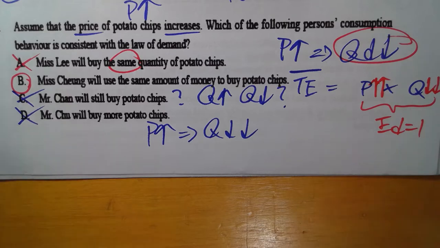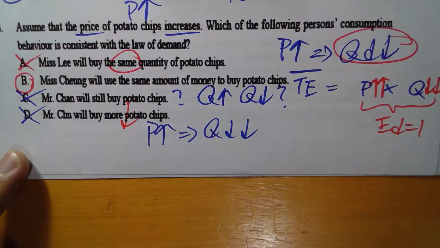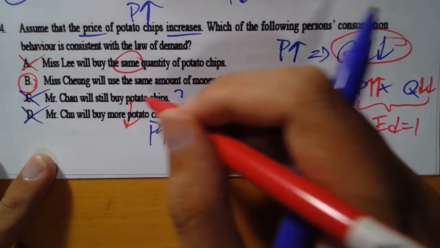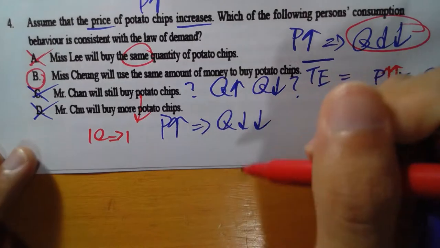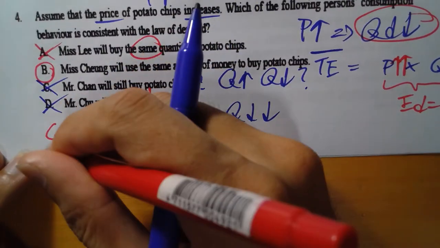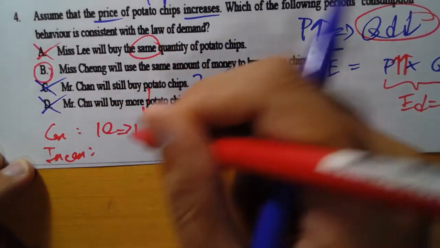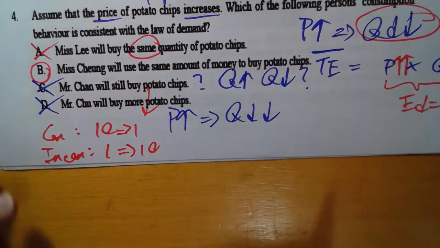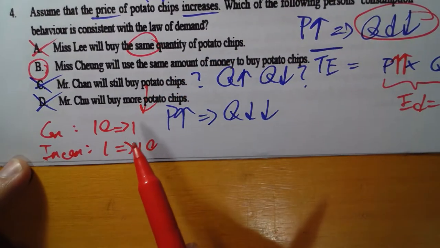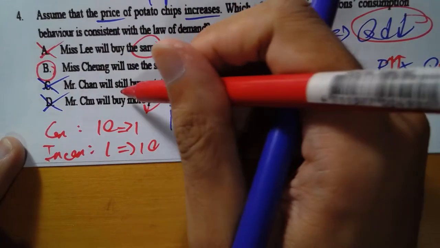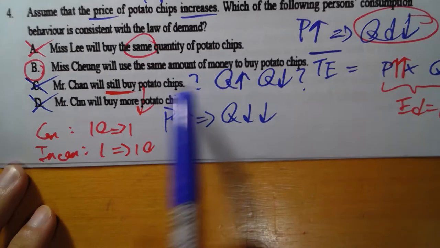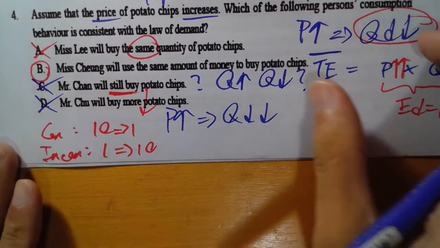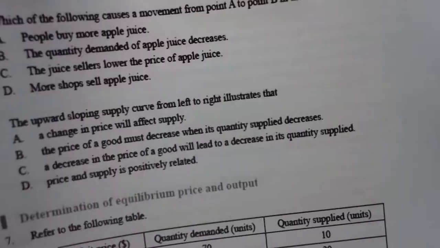Now, think about it. It can be from 10 to 1. This is consistent. But we can also have an inconsistent case, 1 to 10. But do you see, both cases are still buying as long as it's not zero. It's not zero, right? So you are still buying. So we actually do not know about this case. Okay, so, moving on. Next one.